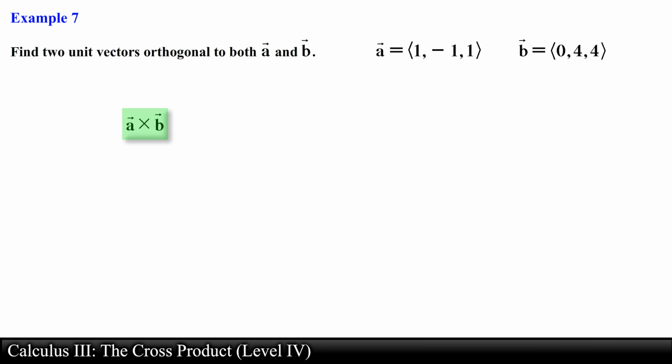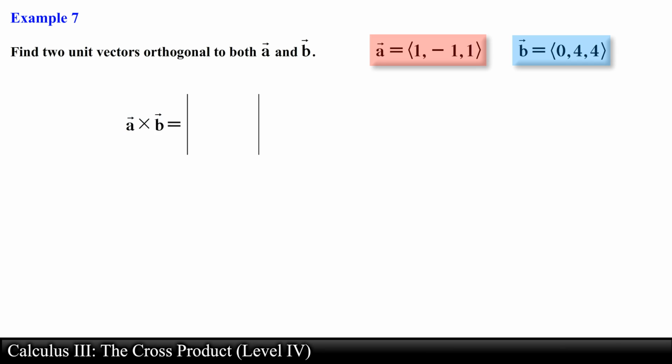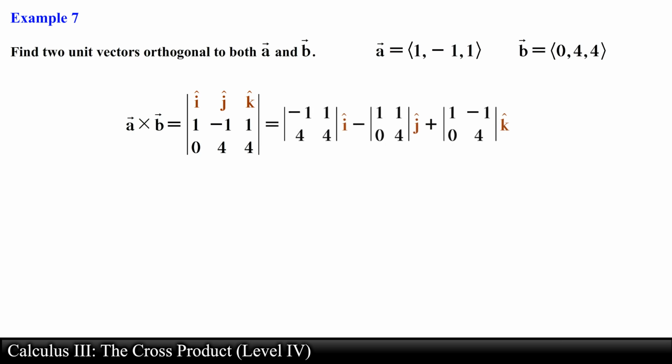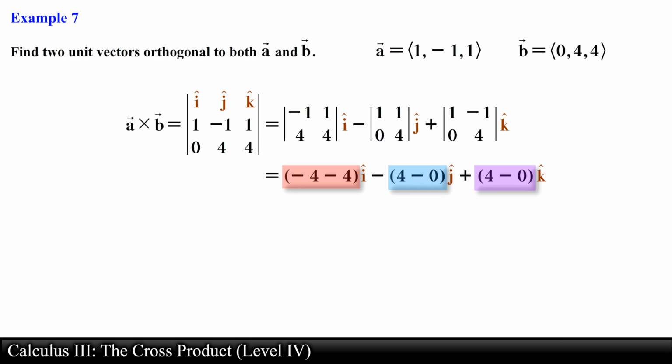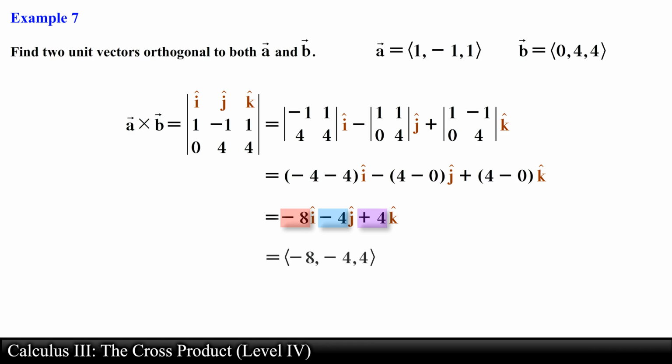So let's start by finding the cross product between vector A and vector B. Since we are given the components of each vector, let's go ahead and use the component definition of the cross product and set up our determinant. Once we have our determinant, we go ahead and find the minors of the matrix. Then we go ahead and compute each of the 2x2 determinants. Simplifying the expression, we obtain the following components for the cross product between vector A and vector B.